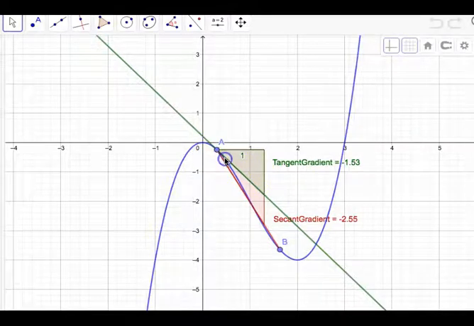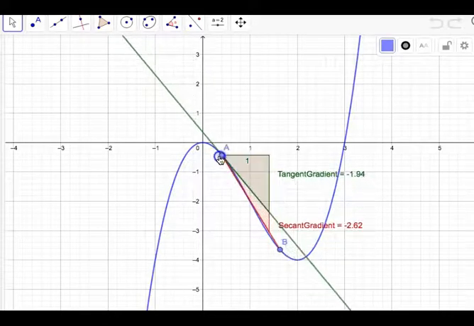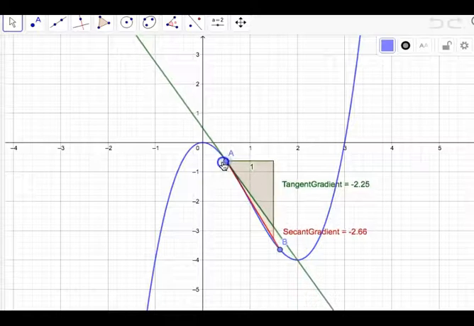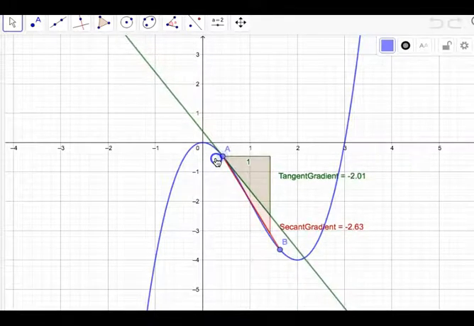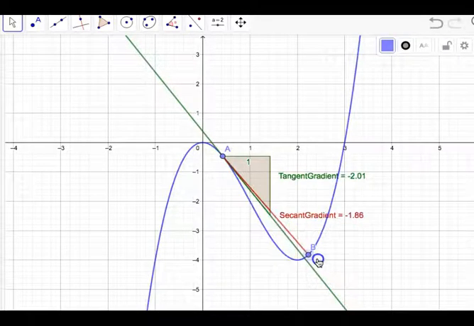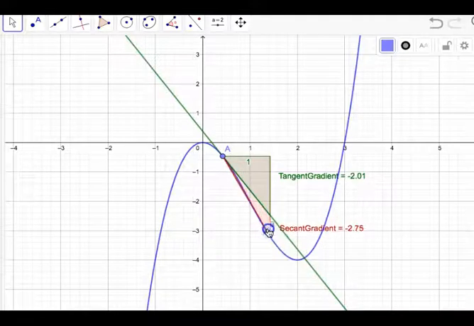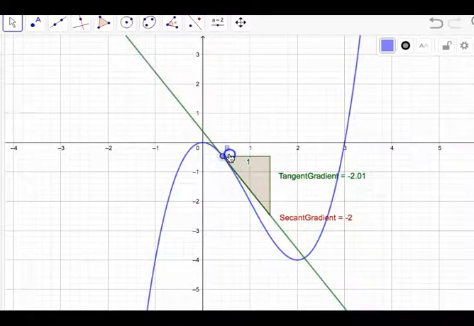I've got the gradient of the tangent at A. Look, I can move A. I can move A to wherever I want. I can make it a nice number. We'll try and make it a nice number. Let's make it -2. That'll do. Close enough. -2. So at the moment, look, the gradient of the secant, as I move B closer and closer to A, the gradient of the secant approaches the gradient of the tangent, which is -2.